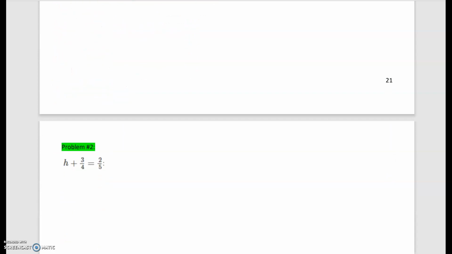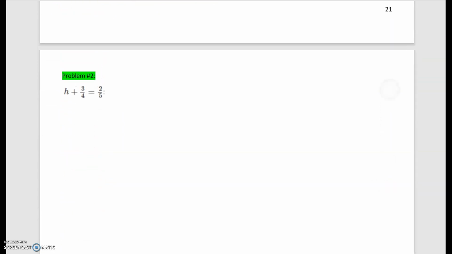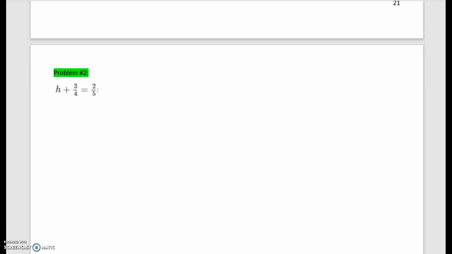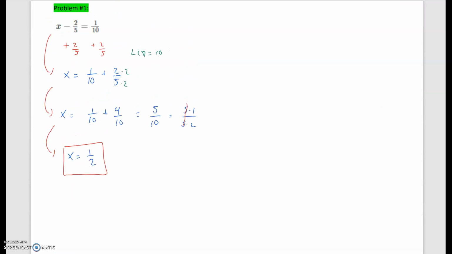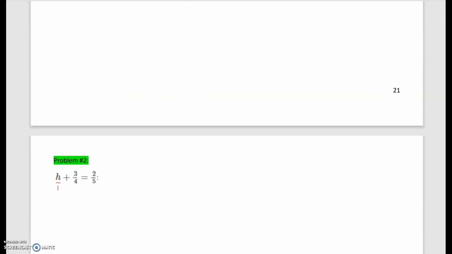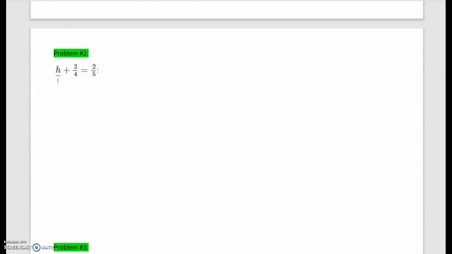Now let's take a look at problem 2, and I'm going to do problem 2 slightly different. So what I'm going to do is I'm just going to make all the values into a fraction. So h will be divided by 1. And notice how on the previous problem, we ended up getting an LCD at some point. So this procedure may be faster if you find the LCD first. In this case, you're looking at 1, 4, and 5. So your LCD is going to be 20, and then multiplied times 20 both sides of the equation.